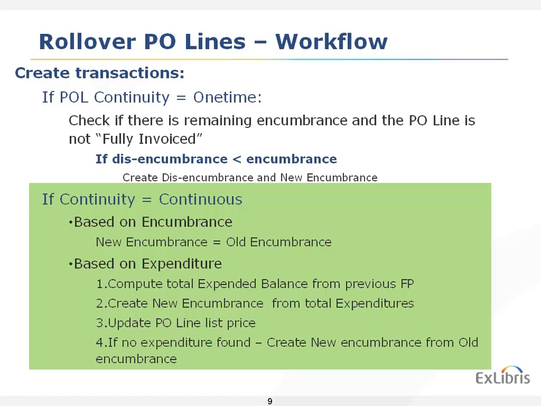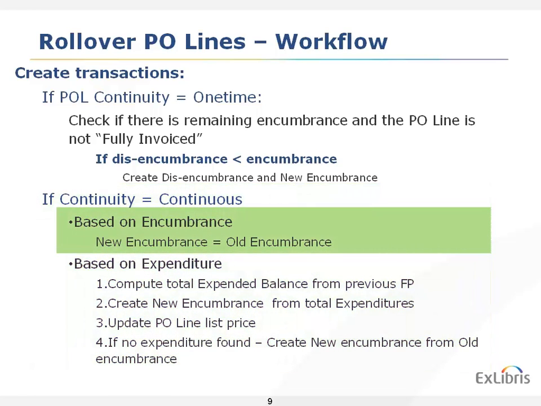Now, if the continuity of the PO line is continuous, we believe that these are the main population of PO lines that are going in the PO line rollover, and the calculation is based on encumbrance. The new encumbrance will be equal to the old encumbrance, taking into account the FPC factor.